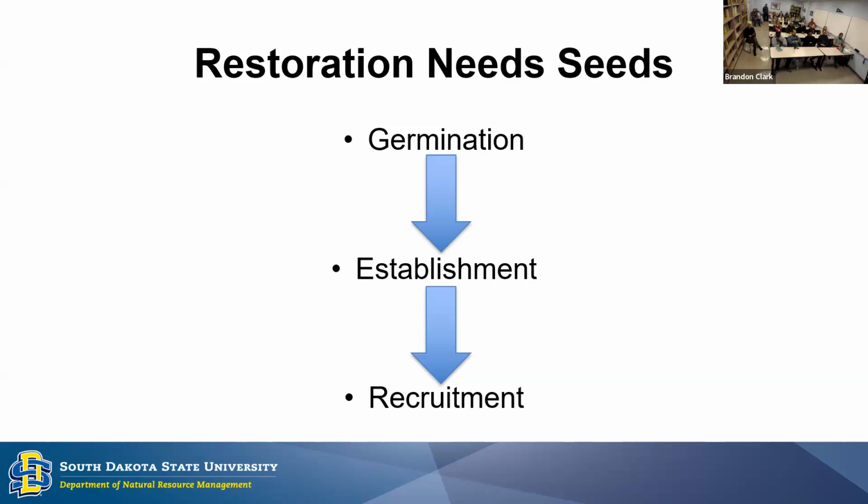So in order to have successful restorations, they need to be self-sustainable, meaning they need to have some type of recruitment of those native plants, and you can't get to the recruitment if you don't get past the first stage, which is germination of those seeds on the landscape.